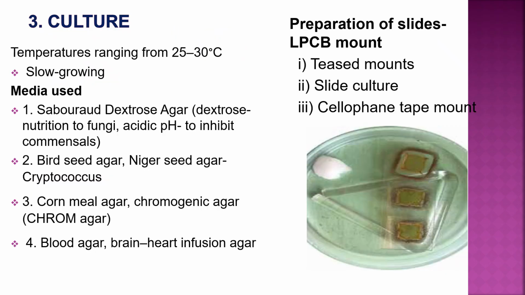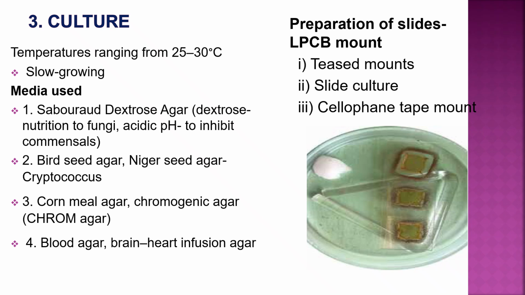Third step is culture, at a temperature ranging from 25 to 30 degrees Celsius; fungi are slow growing. Sabouraud's dextrose agar is the most common fungal culture medium. It contains dextrose for nutrition to fungi and acidic pH to inhibit commensals. Special selective media: bird seed agar, niger seed agar for Cryptococcus, cornmeal agar for chromogenic Candida, blood agar, brain heart infusion agar.